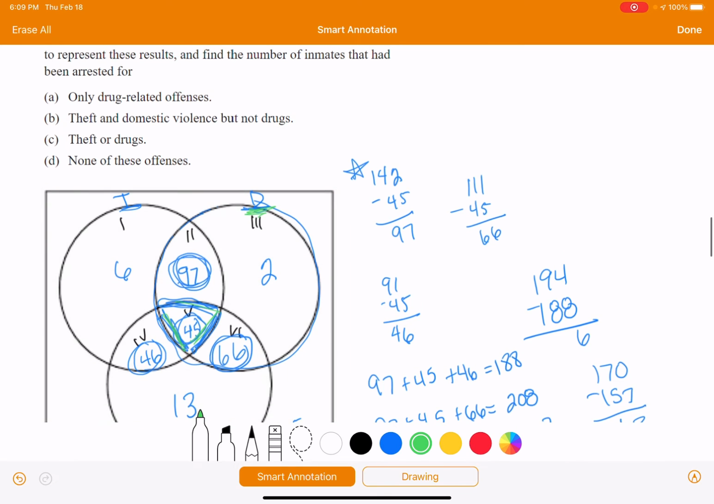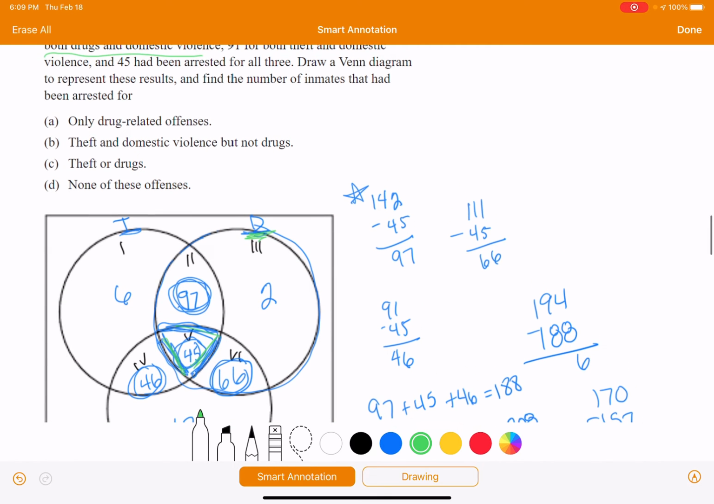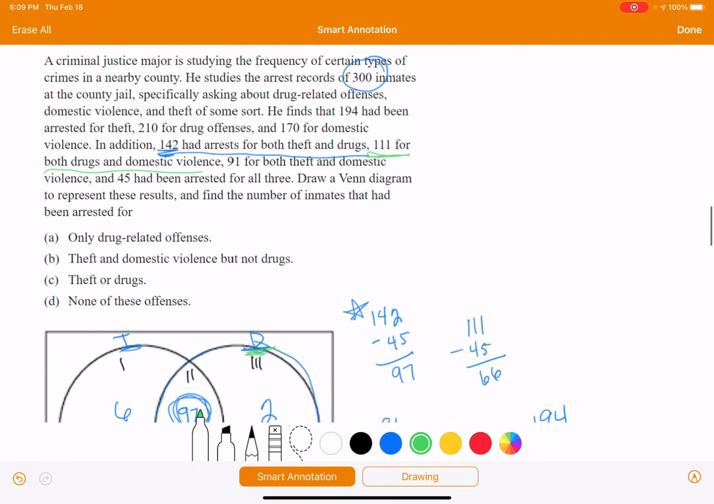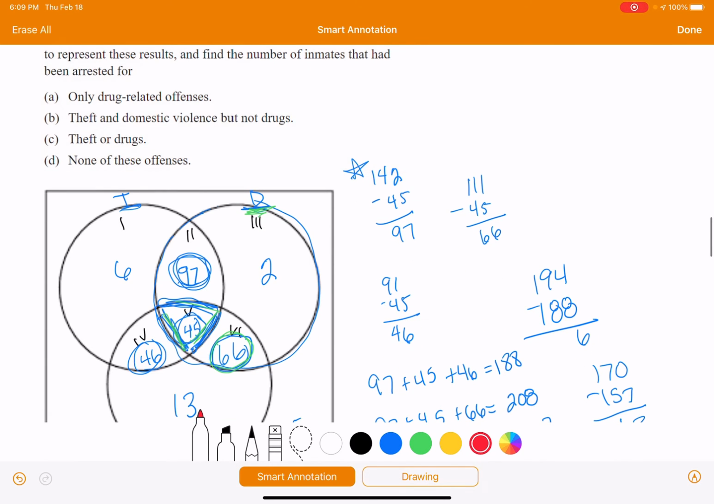And that's how I ended up with this 66 here. Okay, now I had to look for 91 for theft and domestic violence. So theft and domestic violence, notice how those two are connected here. Okay, so you're looking for where they're connected at.